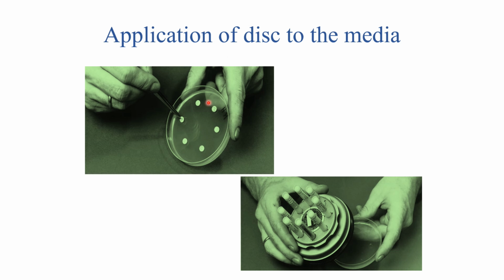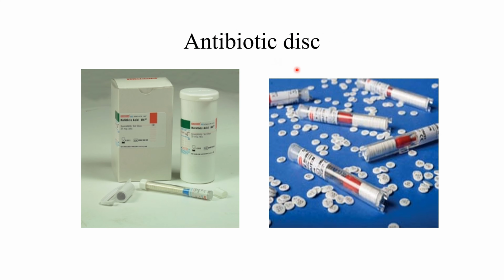Next step is the application of disc to the media. So this is the antibiotic disc. This antibiotic disc is a small circular filter paper of 6 mm diameter, soaked or impregnated with antibiotic. And this 6 mm filter paper will contain antibiotic, and we will use it for antibiotic susceptibility testing.